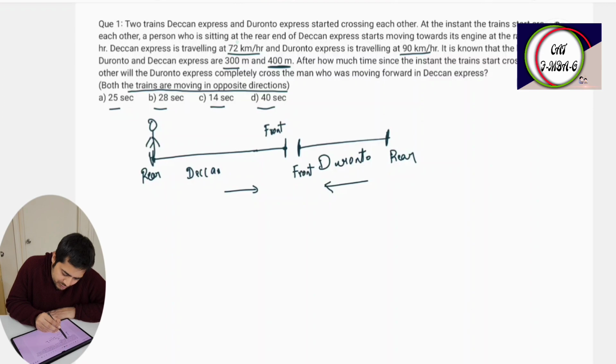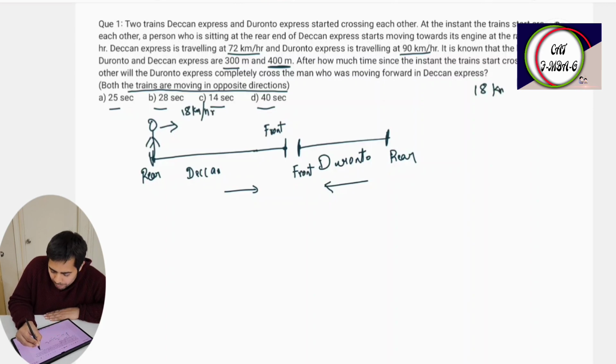Okay, one person who is sitting at the rear end of the Deccan Express starts moving towards his engine at 18 km per hour. So this person starts moving towards the engine at 18 km per hour. You have to convert 18 km per hour into meter per second, multiplying by 5 by 18, so it is 5 meter per second. So actually this person is moving at 5 meter per second.